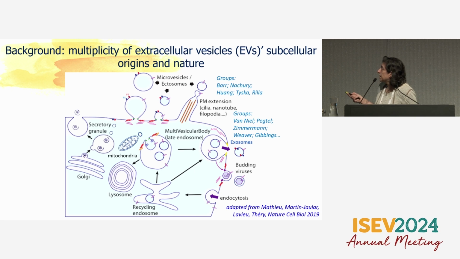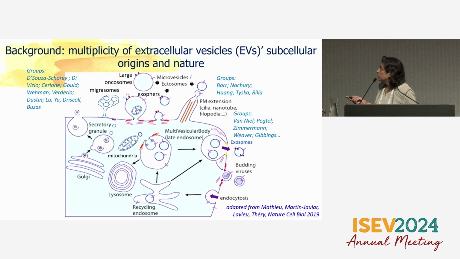Then you have other groups that work mostly on EVs that form from particular extensions of the plasma membrane, like cilia, nanotubes, filopodia, etc. There are also lots of groups that work mostly on the large EVs. Since we had initially drawn this scheme, there have been many more large and very large EVs described, like the migrasomes or the exophers containing parts of mitochondria. So there is really an expansion of our knowledge, of what we recognize as heterogeneity of the EVs.